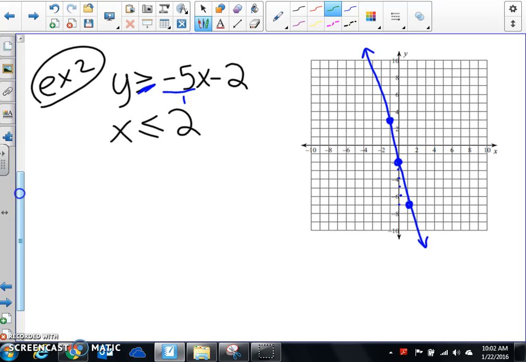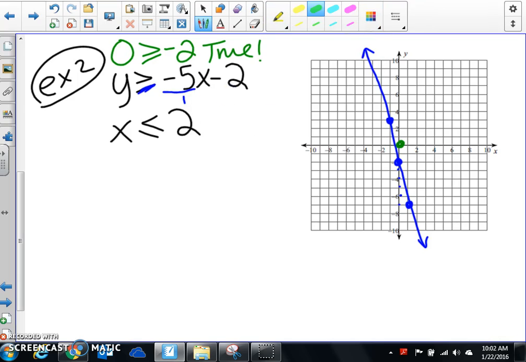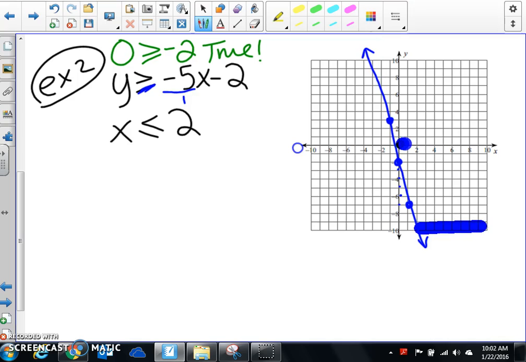I'm going to use my origin as a test point. So 0 is greater than or equal to negative 2. That is true, so I want to shade that entire area. Let's do blue. I want to shade above this time because that's where that origin is.